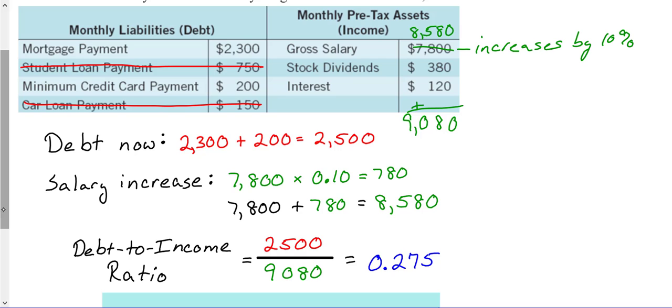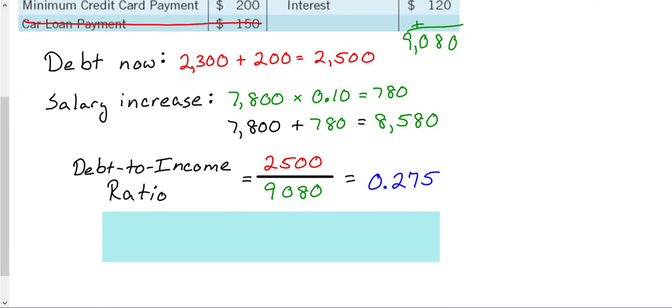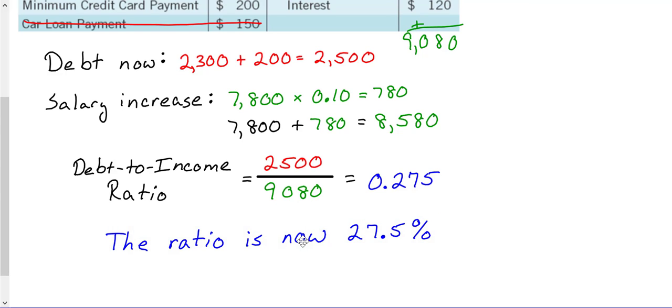Calculate our new debt to income ratio, our new debt on top, our new income on the bottom, and we now have a 0.275, which is 27.5%. You would be a much better risk for a loan or a mortgage if you had this low of a rate.